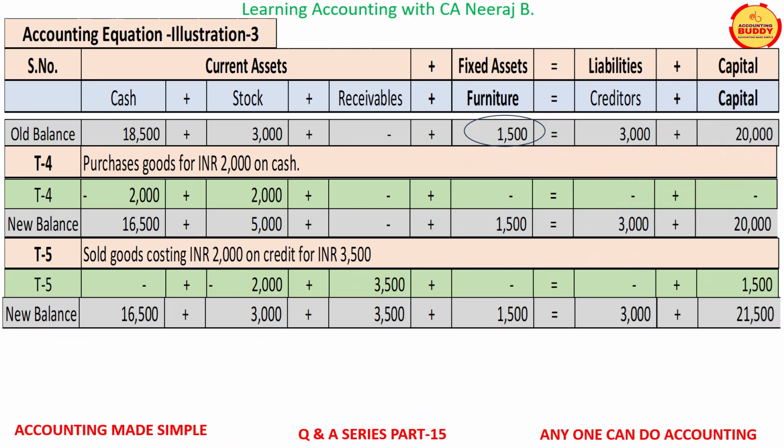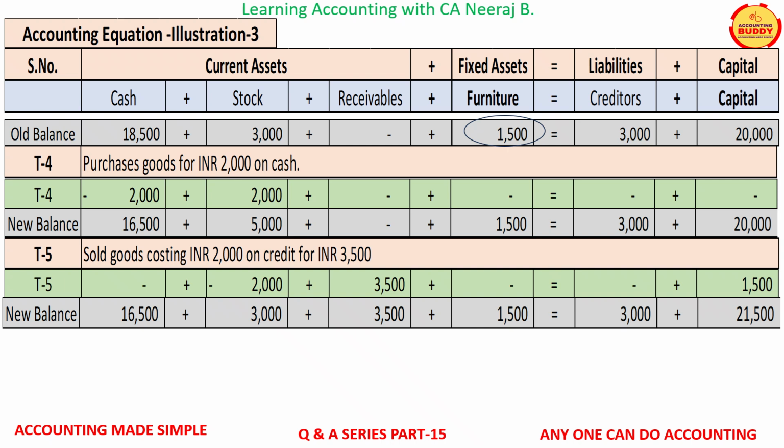Post T5 transaction, new balance on the left hand side of the accounting equation will be cash 16,500, stock 3,000, receivables 3,500, furniture 1,500, totaling to a sum of 24,500 as the total assets of the business, which is equal to the sum total of the liabilities of 3,000 and the capital of 21,500.